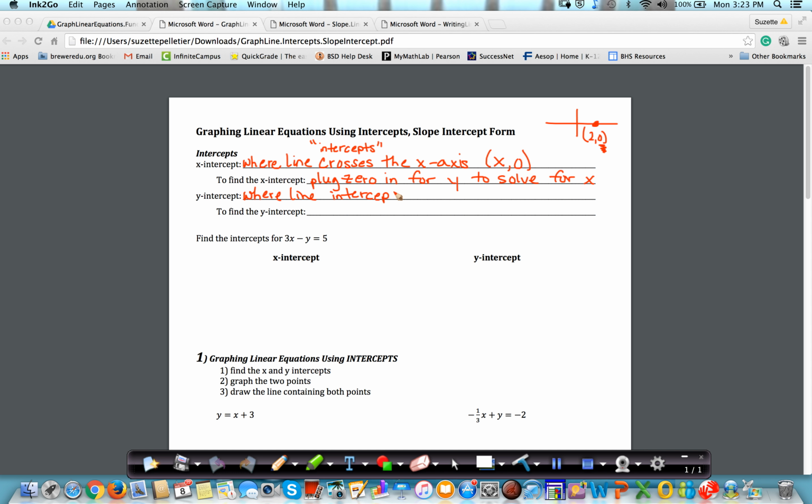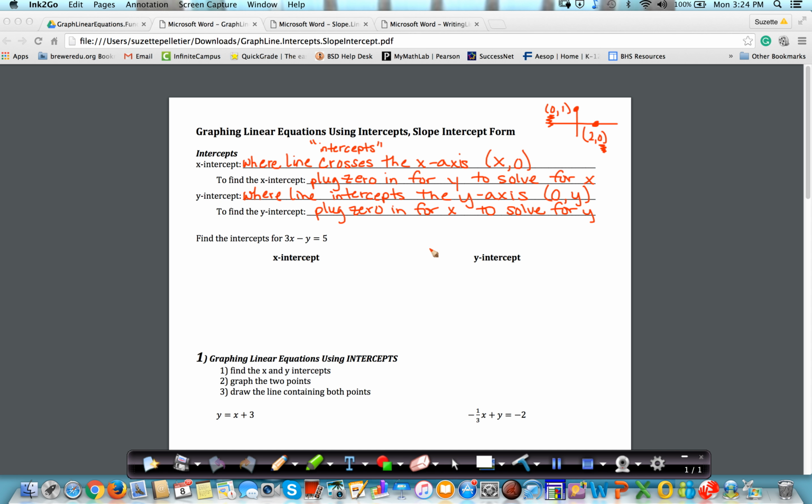Vice versa, the y-intercept is where the line intercepts the y-axis. Okay, so now the y is going to be where it's crossing. The x value is going to be 0. Just as though it were here, let's say 0 up 1. The x-coordinate is always 0 if it's on the y-axis. So to find the y-intercept, plug 0 in for x to solve for y. So they're backwards, they're counterintuitive.